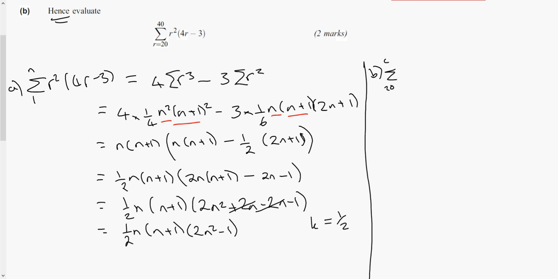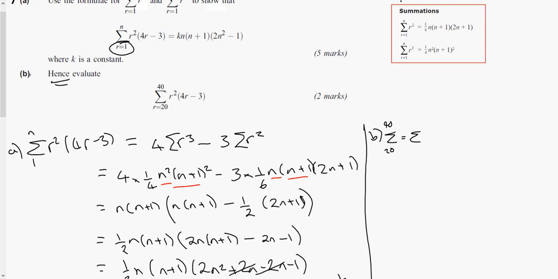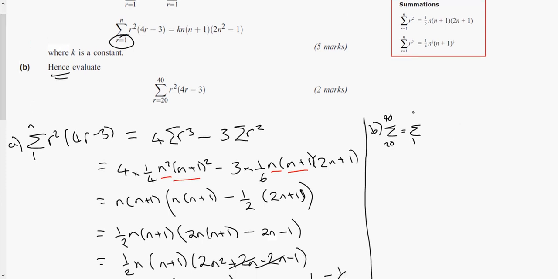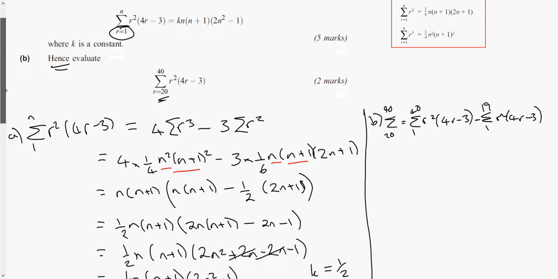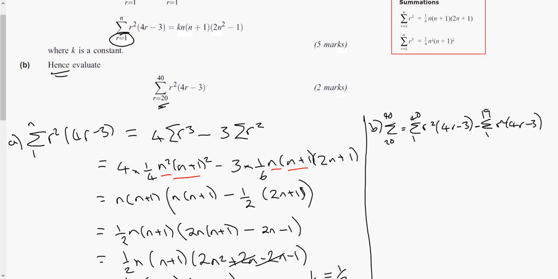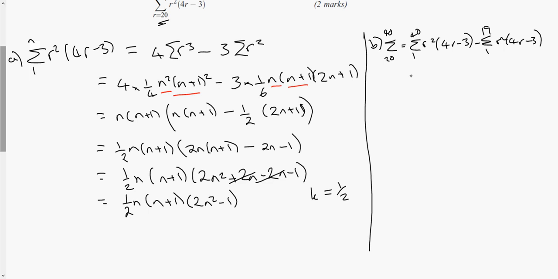Well, that sum from 20 to 40, we need to split that up because our formula starts at 1. So what we can do is add up all the terms from 1 to 40, and then take off all the ones we don't want. We won't want the first 19 terms of that sequence. It's always one less than the bottom number. So we're going to take off the first 19. Then we need to use our formula. Whatever n you're going up to, that's what's in our formula. So let's put 40 into the formula.